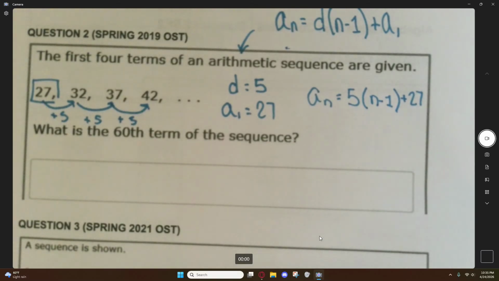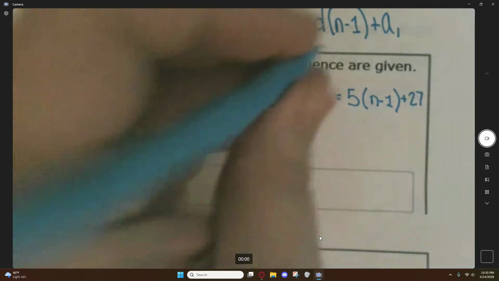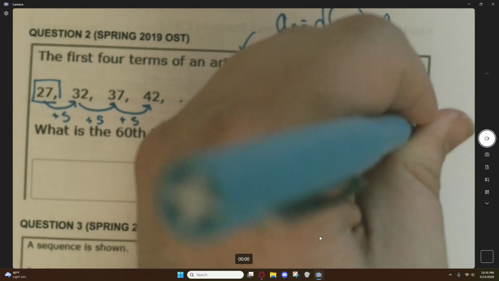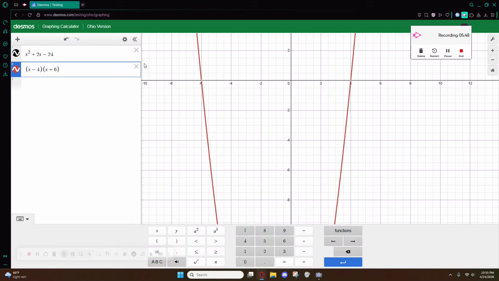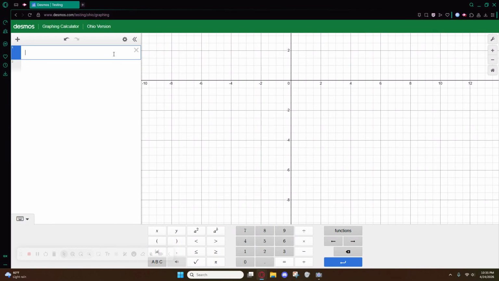What is the 60th term of the sequence? Now, what you could do here is plug in 60 for n and just put this all into your calculator. So actually, let's do that. We'll use Desmos. 5 times 60 minus 1 plus 27 is 322. That is the 60th term of the sequence. Or you could type in your rule.